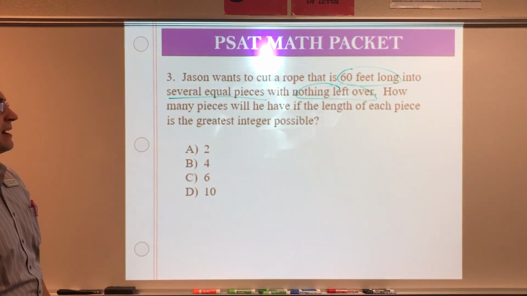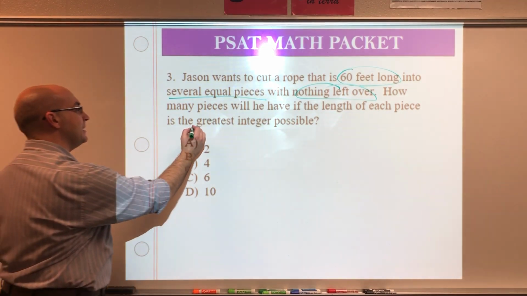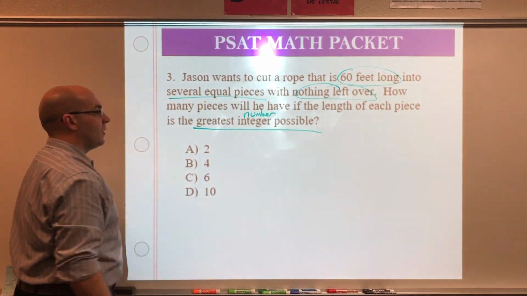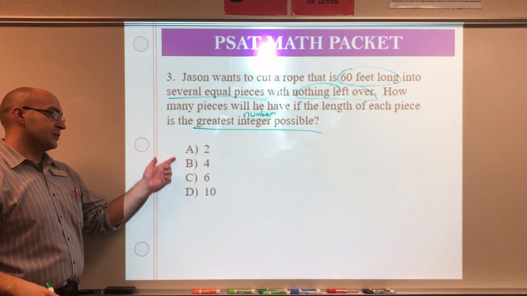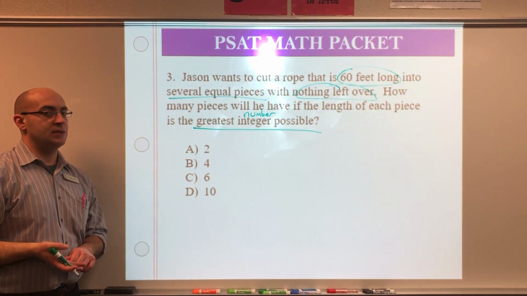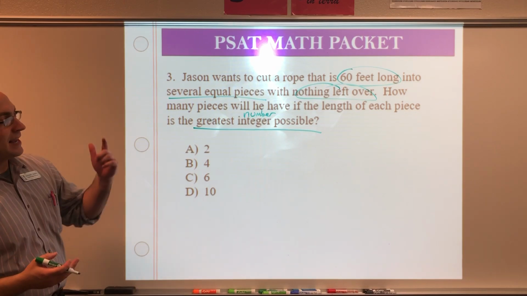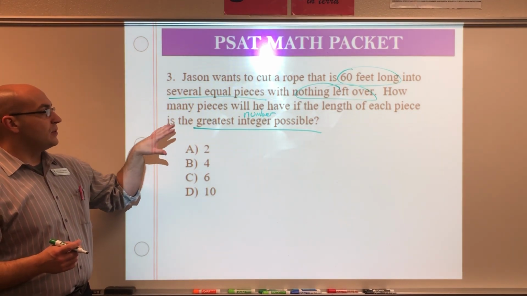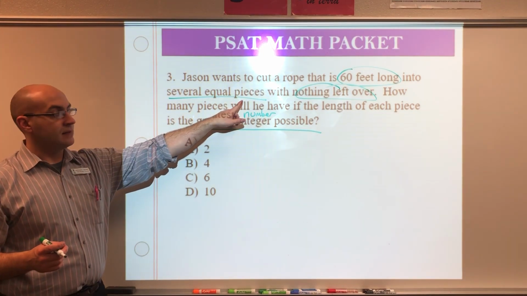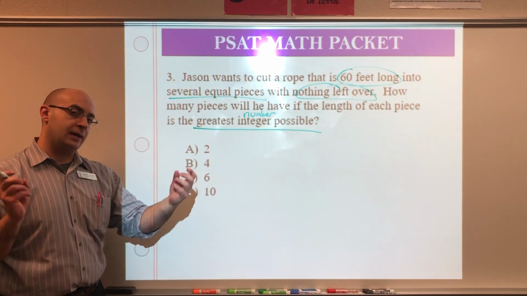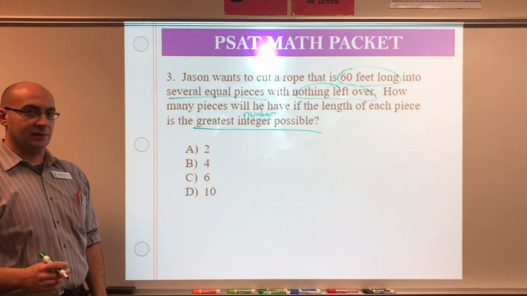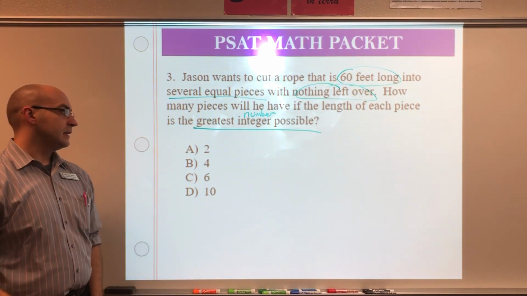How many pieces will he have if the length of each piece is the greatest integer possible? So integer means number, right? Now, this is one of those problems where the answer choices will significantly help us. So I basically need to take this 60-foot long rope and cut it into equal pieces with nothing left over, so no remainder. I need to have the greatest integer possible of those pieces.